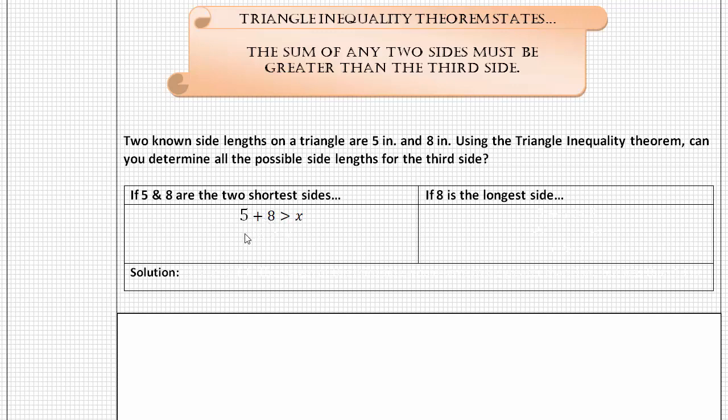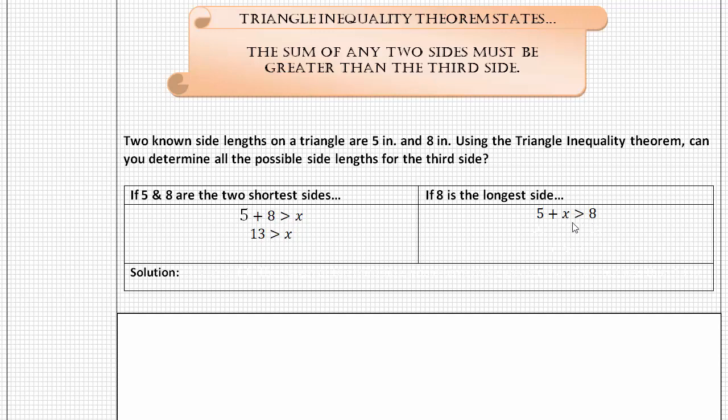So what do you get when you complete this inequality? That's right. You would get that 13, since 5 plus 8 is 13, would be greater than x. So that side, if it is the longest side, has to be less than 13. What if 8 is the longest side? You know it's longer than 5, so what if it's also longer than the third side? Well, let's write an inequality for that too. If 8 is the longest side, then it would be over here on the right side of our greater than inequality. And we would know that 5 plus our unknown side length together have to be added together and be greater than 8.